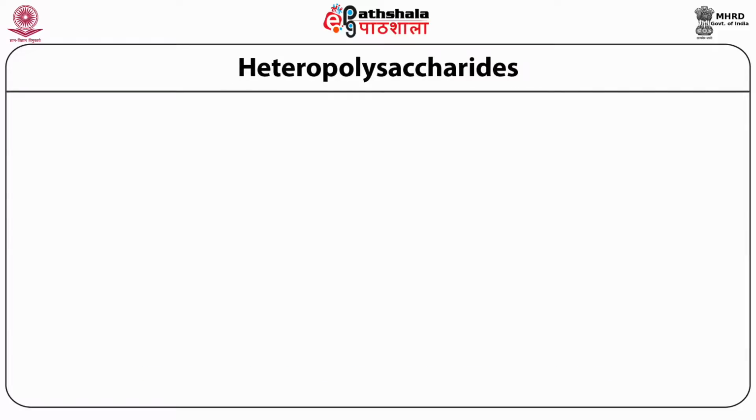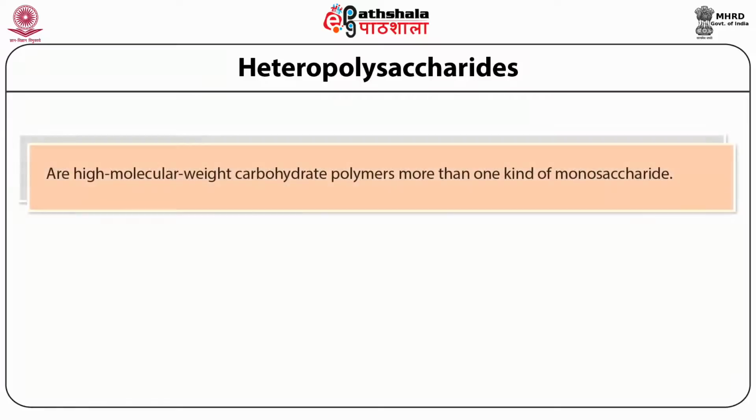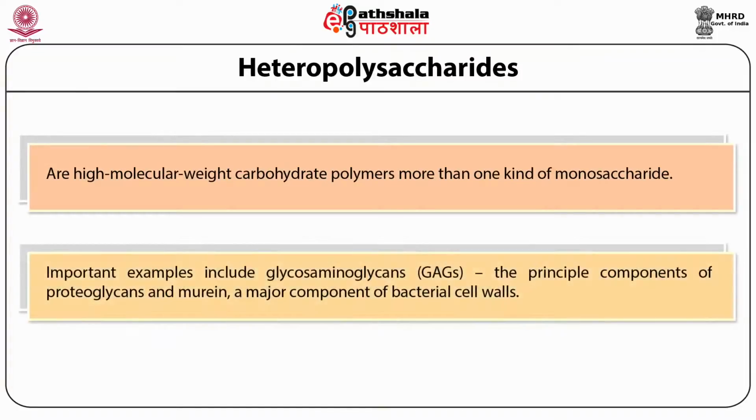Heteropolysaccharides: on hydrolysis you will get two different types of monomer sugar, which is why they are called heteropolysaccharides. They are high molecular weight carbohydrate polymers with more than one kind of monosaccharide available. Important examples include glycosaminoglycan, GAG, the principal component of proteoglycans, and murein, a major component of bacterial cell walls.